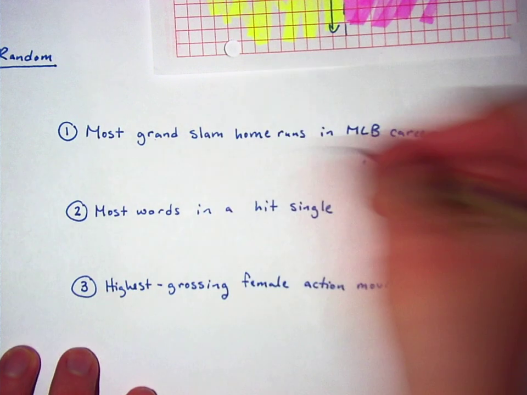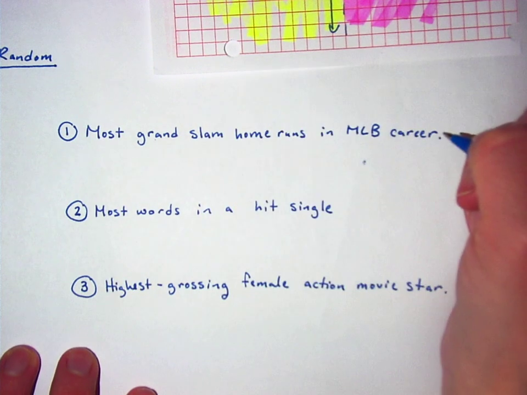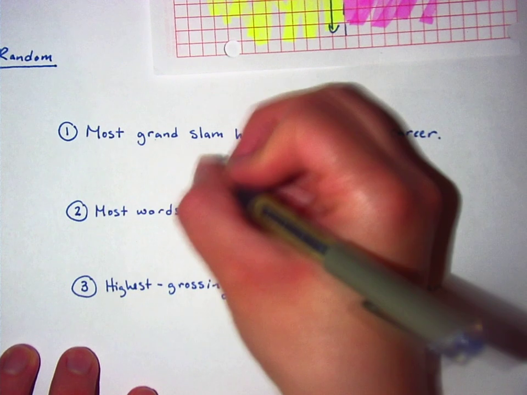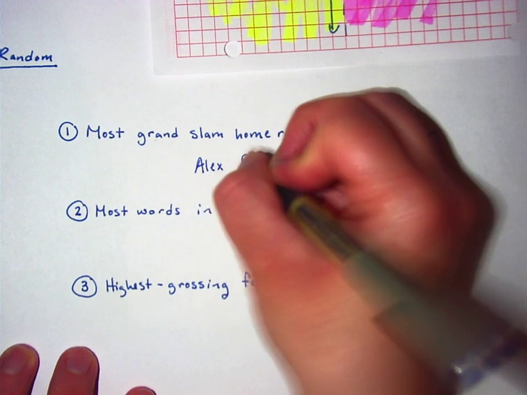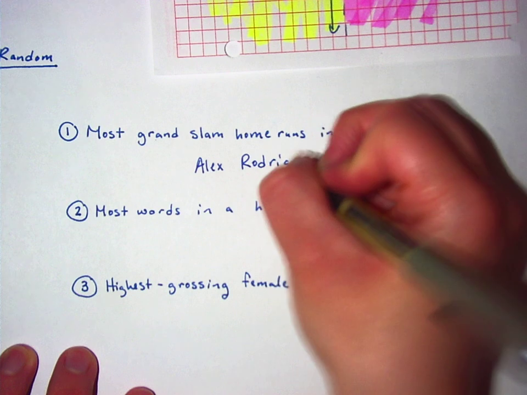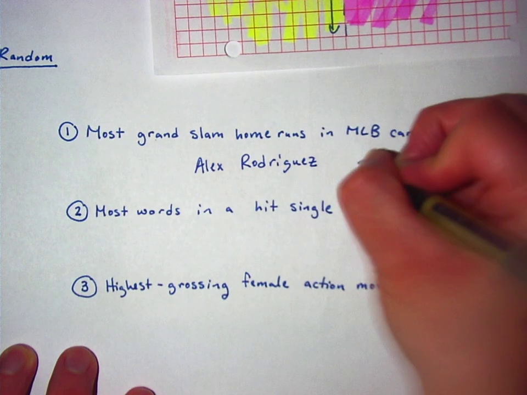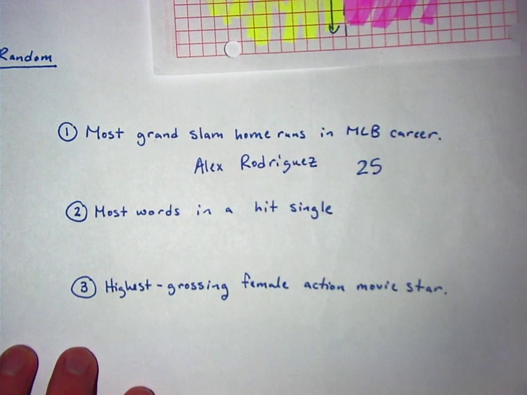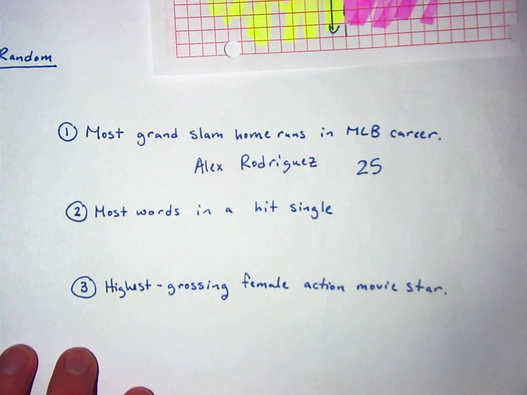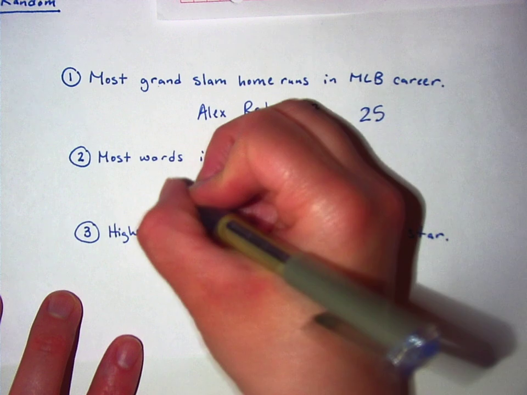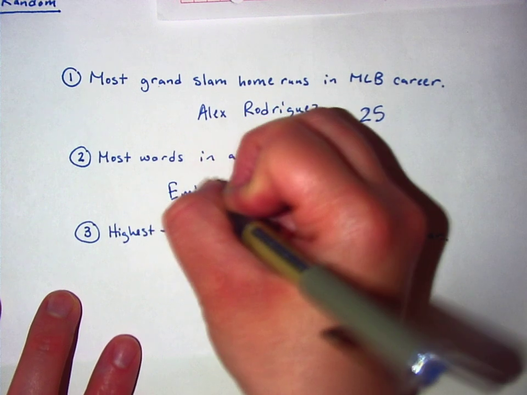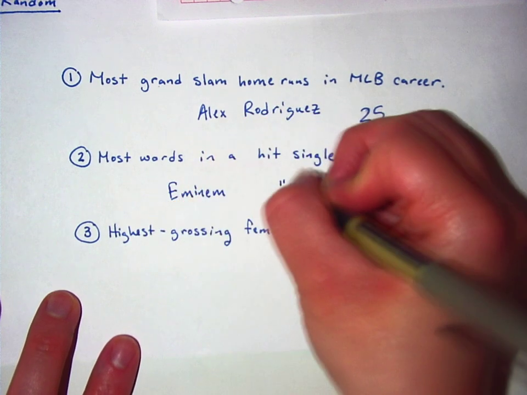All right, here we go. Most Grand Slam home runs in MLB career, that is Alex Rodriguez, with 25 Grand Slams. He played for the Mariners, the Rangers, the Yankees, but yeah, 25 of them. That's pretty amazing. Most words in a hit single is definitely Eminem. It's the song Rap God.